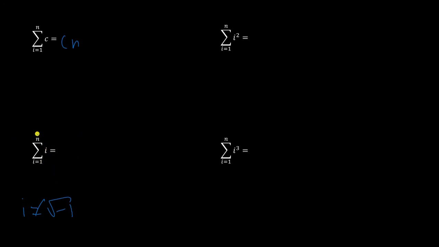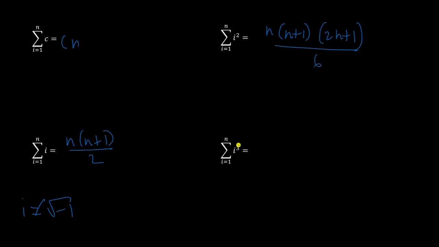So if we're summing from 1 to n of i, it's going to be n times n plus 1 over 2. If we're summing i squared, it's going to be n times n plus 1 times 2n plus 1 over 6. And then for i cubed, it's going to be n times n plus 1 over 2, whole squared. We're going to need those going forward.